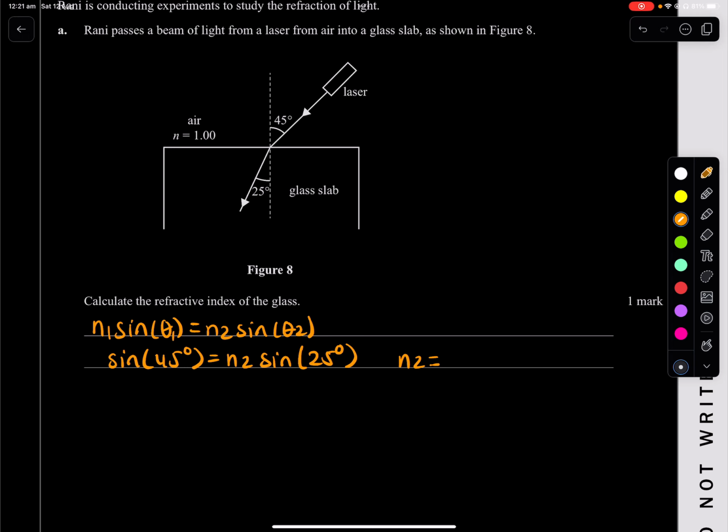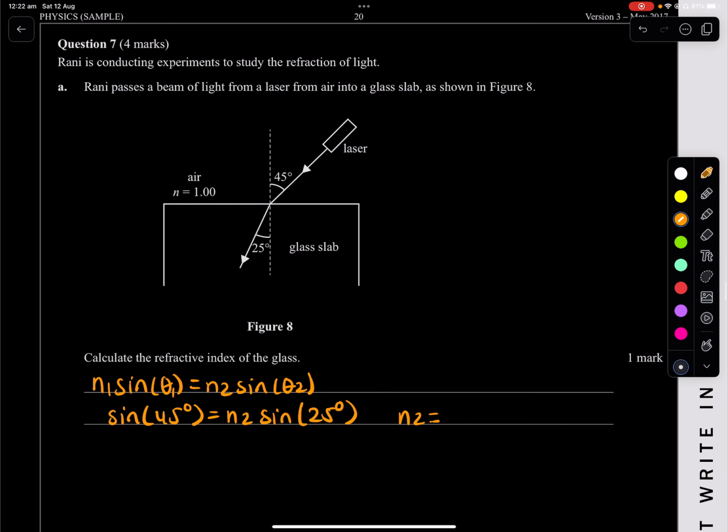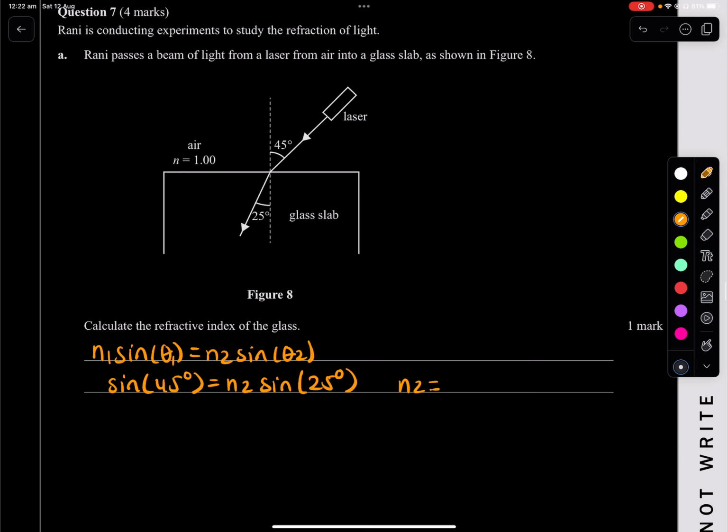So if I go to sine 45 over sine 25, that gives me 1.7. We want it in 2 decimal places, so 1.7. Nice.